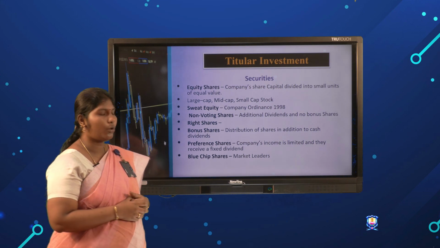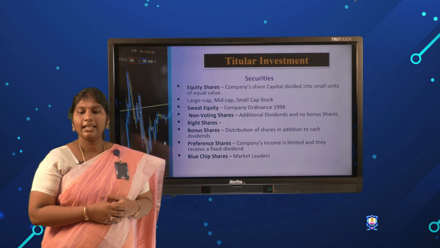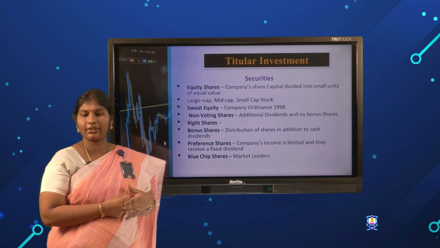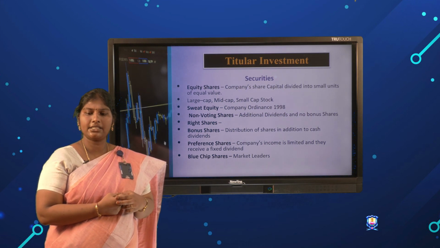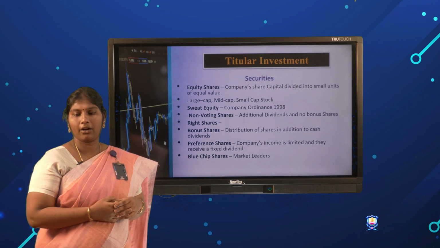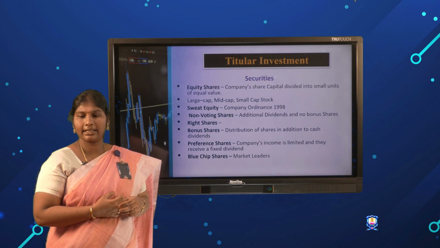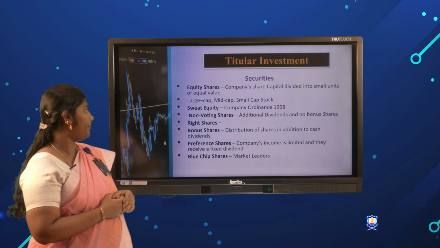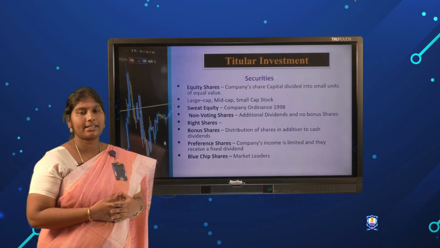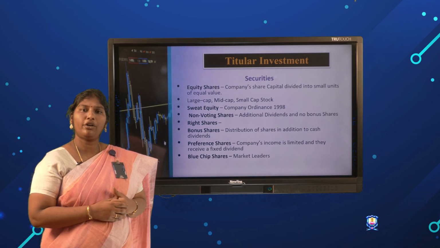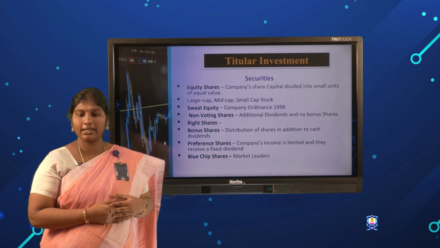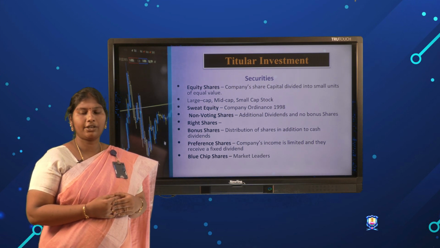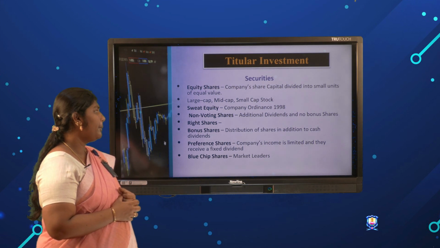Next we have non-voting shares. As the name suggests, the owners of these shares do not have any voting rights in the company's decision process. These shares often have different characteristics but generally have limited to no voting rights attached to them. The next we have rights shares. These types of shares are offered only to existing shareholders, giving them the right to buy additional shares in proportion to their current shareholdings. The next one we have is bonus shares.